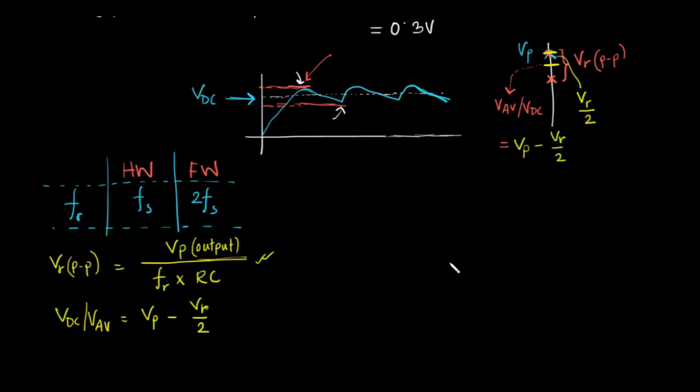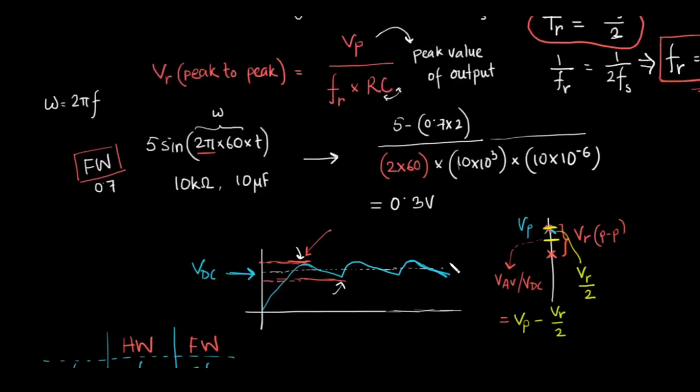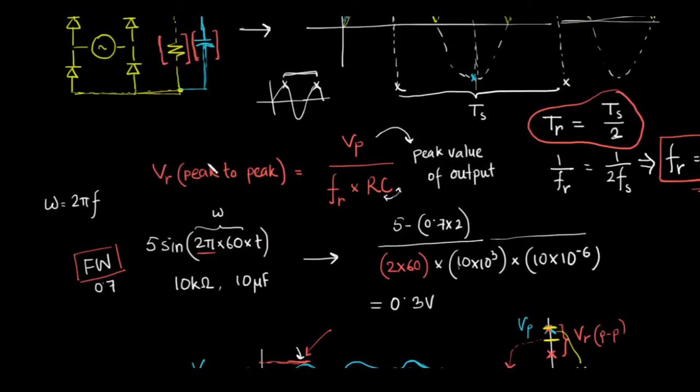Hello everyone. So in this supplementary lecture we are going to find how we got this formula. Okay, how we got this: V_R peak to peak equals V_P by f R C. Okay, this formula. Actually the derivation is quite simple, so you don't need to worry too much.